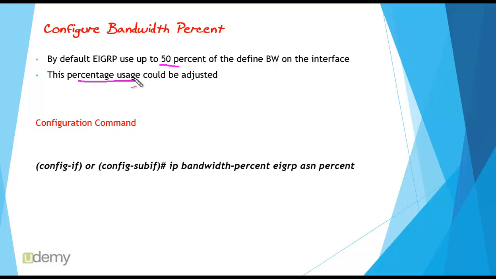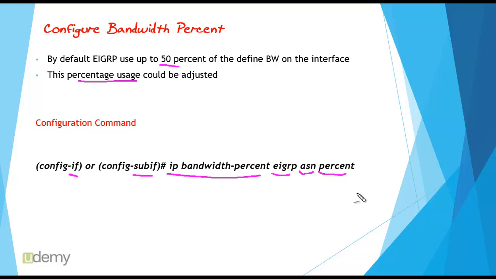For example, if you have low bandwidth interfaces such as Frame Relay or any other WAN connections, you could go to the interface you want, or the sub-interface, and say ip bandwidth-percent eigrp, your AS number, and the percentage that you want to configure.